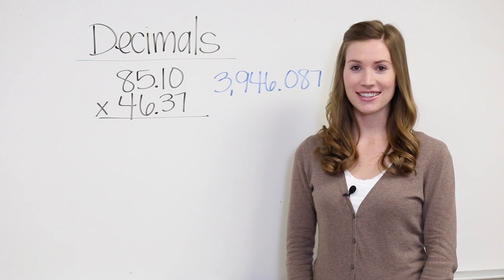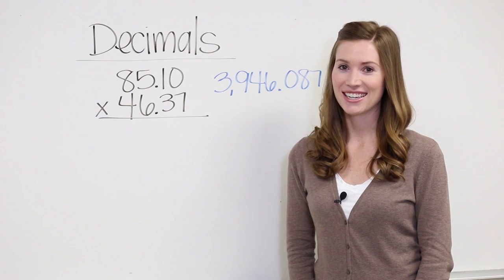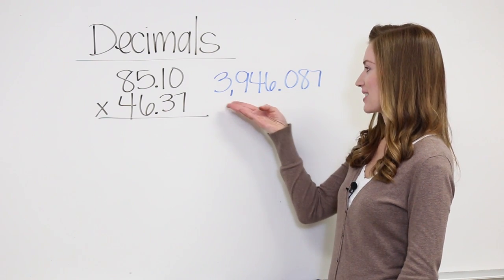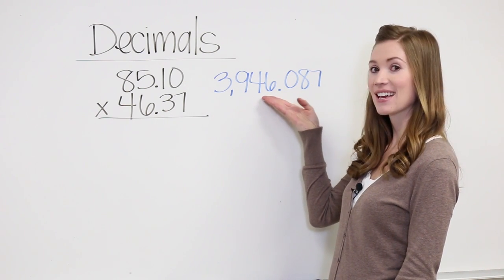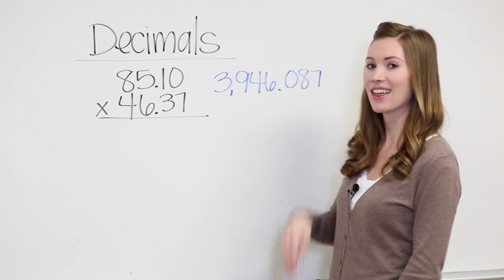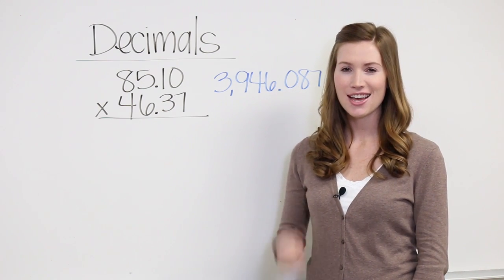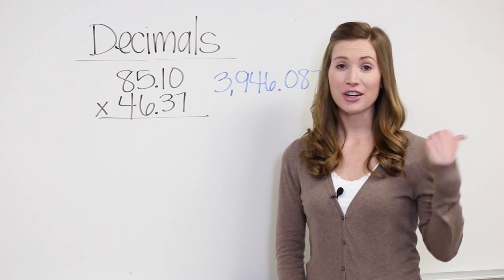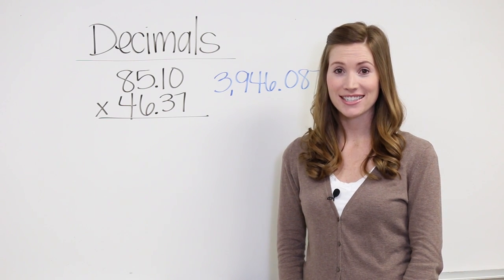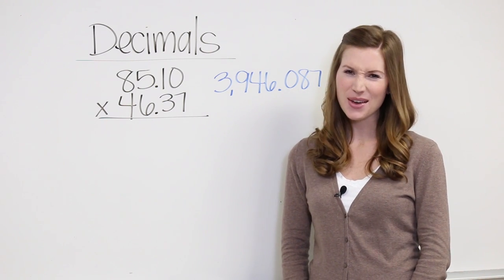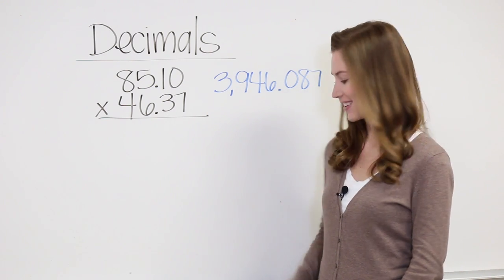Are you ready to check your answer? Let's see how you did. You should have gotten 3,946 and 87 thousandths. If you did, great job. Feel free to move on to Roxy's word stories. If you didn't, that's okay. Let's do the problem together.